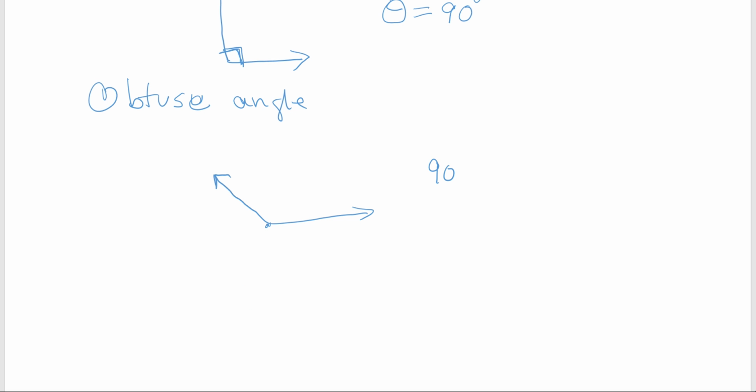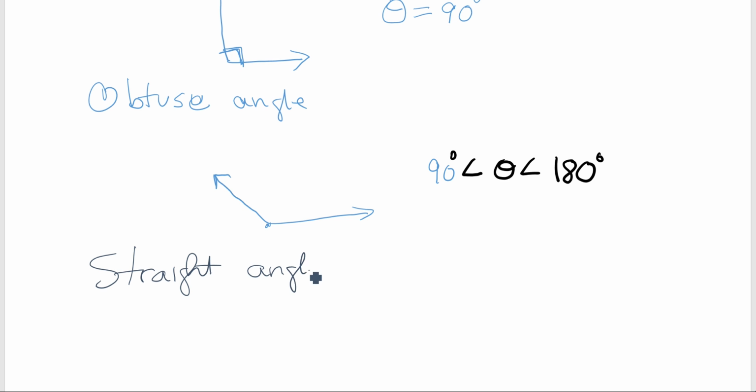An obtuse angle is going to have a measure between 90 degrees and 180 degrees. And then we have a straight angle. And a straight angle is made up of opposite rays. It actually looks like a straight line, and its measure is 180 degrees.